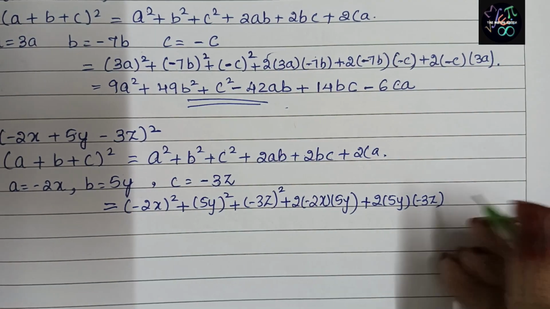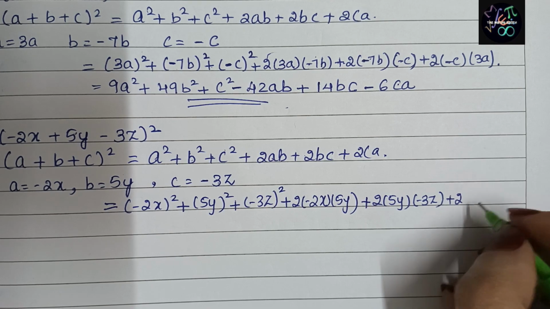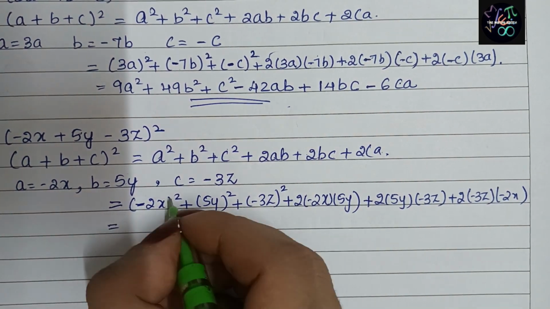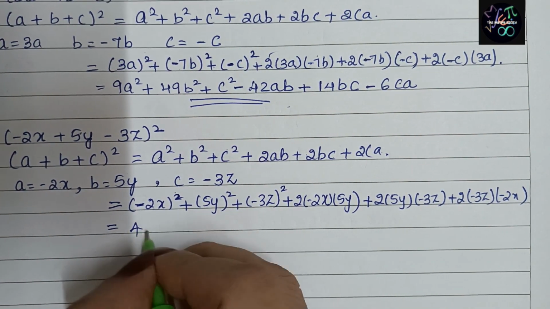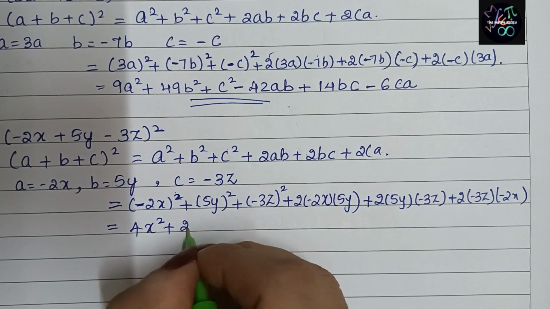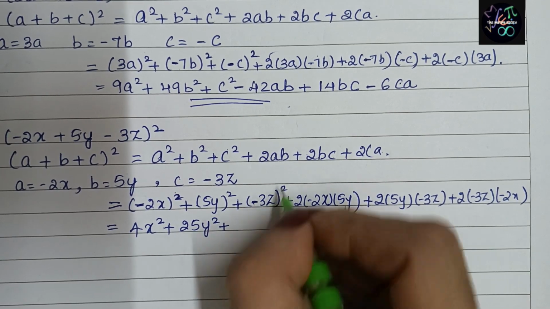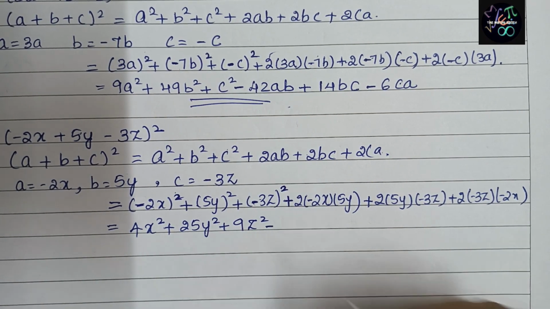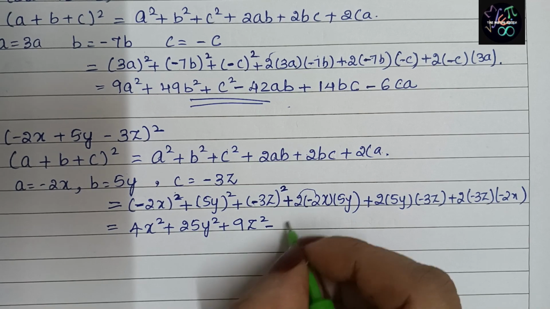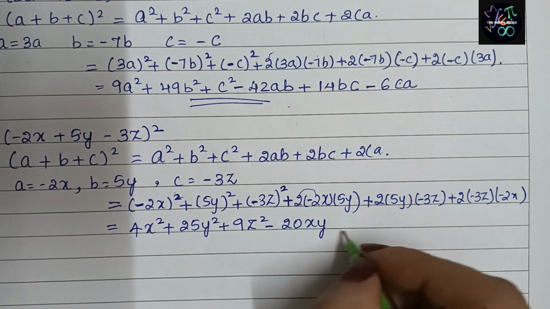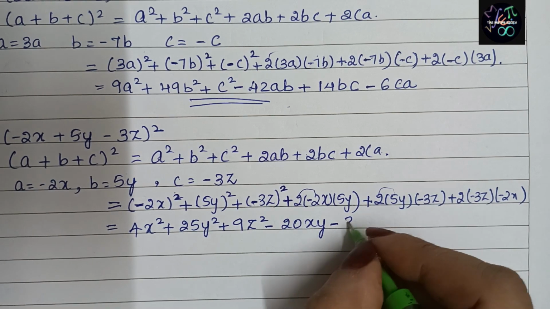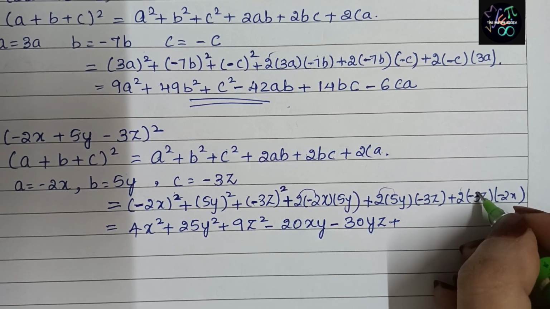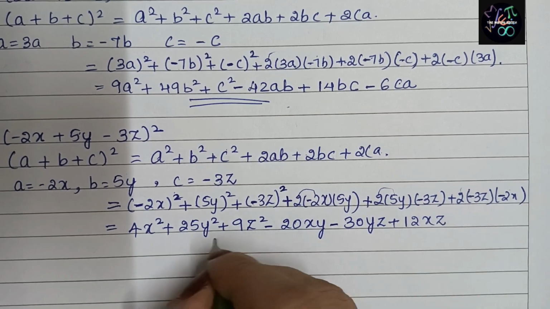Let us see what is remaining. Again plus 2, c value minus 3z, a value minus 2x. Let us solve. Minus sign and square, minus gone, 2 square 4 x square as it is, plus 5 square, 5 5s are 25, y square, plus minus sign and square, minus gone, 3 3s are 9, z square. Here plus minus minus: 2 2s are 4, 4 5s are 20, 20xy. Minus: 2 5s are 10, 10 3s are 30, yz. Here 2 minus signs, so plus: 2 3s are 6, 6 2s are 12, 12xz. So this is question number 5.